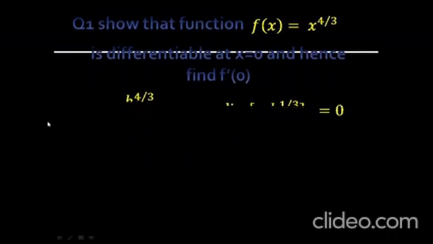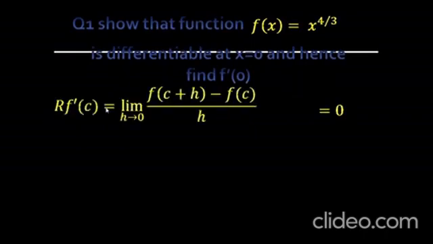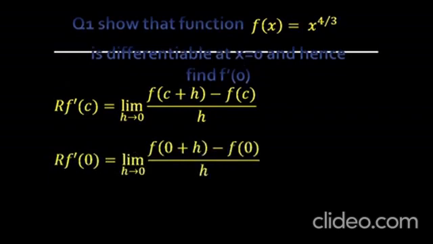Now we need to find the value of the right hand differentiability. In the right hand differentiability, we apply the formula Rf'(c) is equal to limit h tends to 0 of (f(c plus h) minus f(c)) upon h. Now replace c by 0, because we need to prove the differentiability at x is 0. So we get limit h tends to 0 of (f(0 plus h) minus f(0)) upon h. Put the value of the function, replacing x by 0 plus h, to get f(0 plus h).